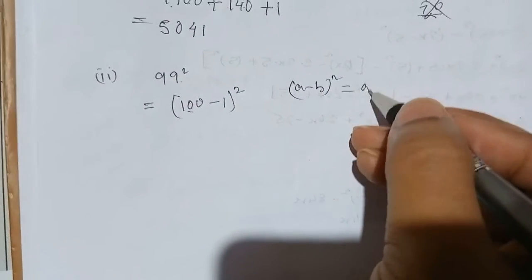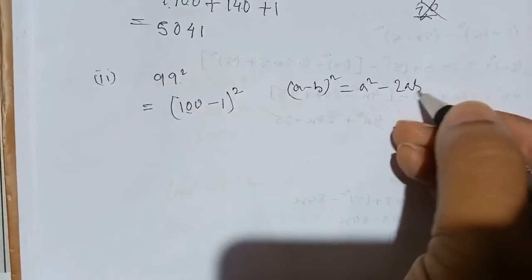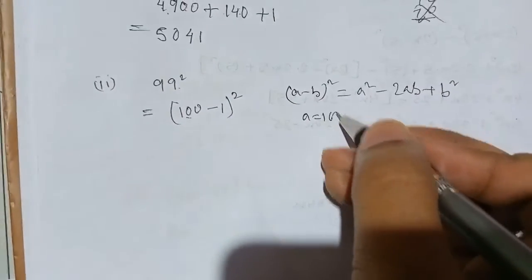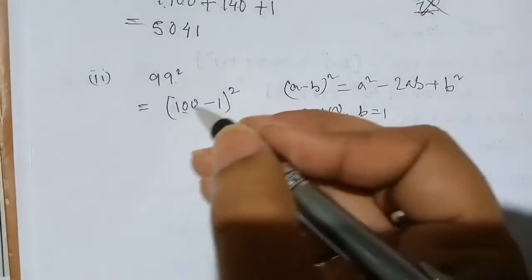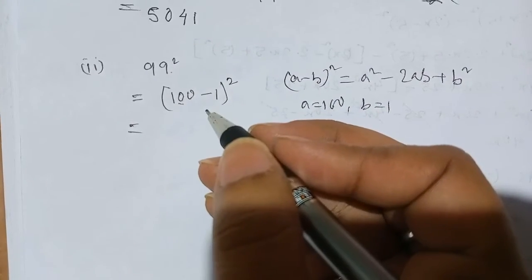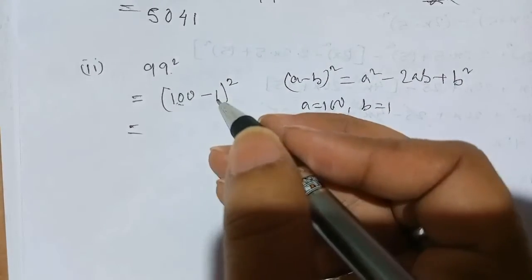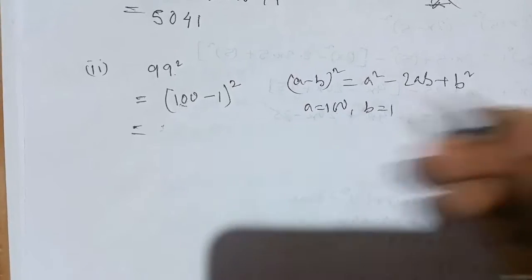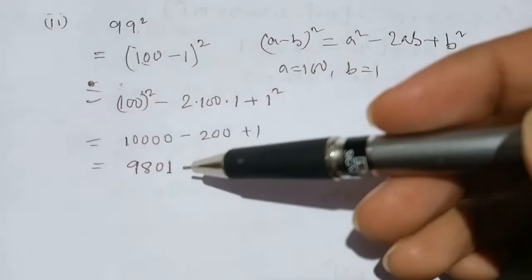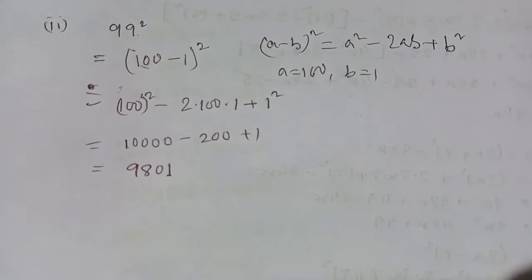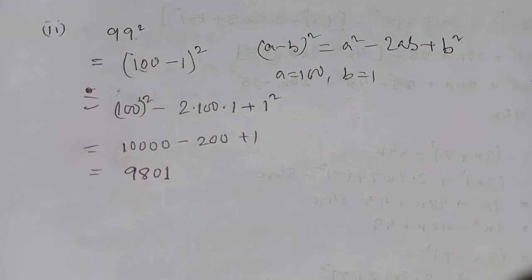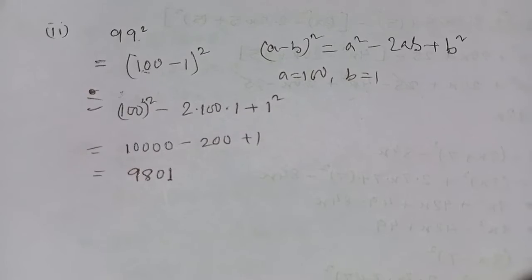A minus b whole square is a square minus 2ab plus b square. So what is a now? A is 100 and b is 1. So we have to break the number according to our convenience into an easy form. 100 minus 1, very easy. Here we will apply the formula now. After solving, you can see the answer is 9801. So 99 square is 9801. In this way you can break in minus form also.